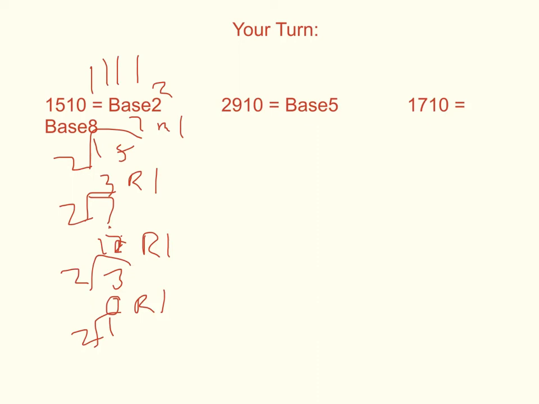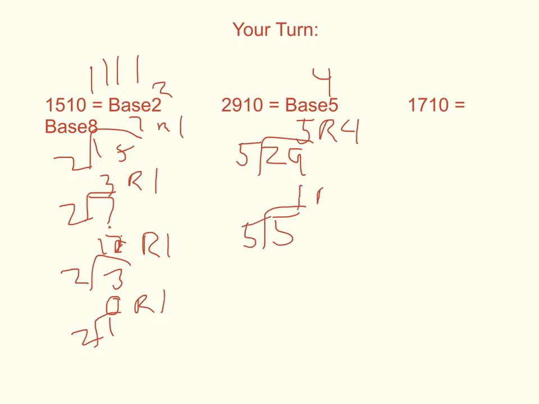Base 5, all we're doing is changing it up a little bit. So 29 divided by 5 is 5 with a remainder of 4. So the 4 goes to the back. 5 divided by 5 is 1 with a remainder of 0. So we have the 0, and 1 divided by 5 is 0 with a remainder of 1. So your base 5 number should come out to be 104 in base 5.